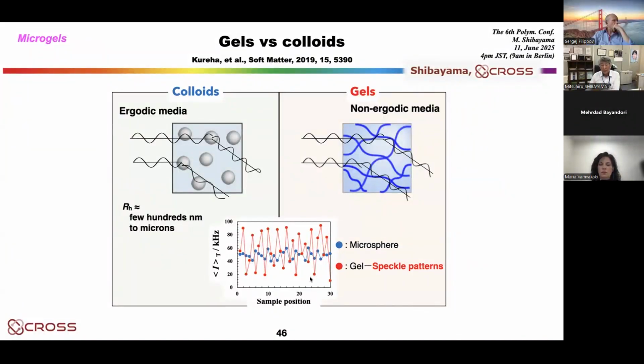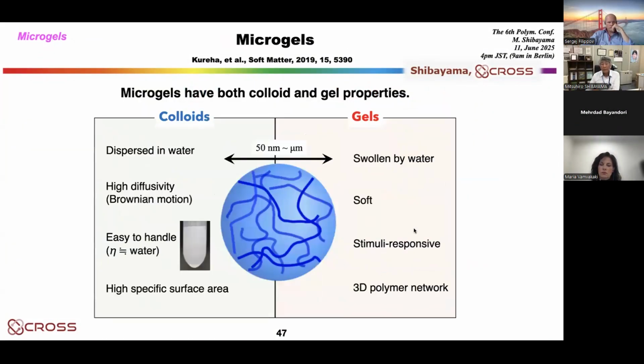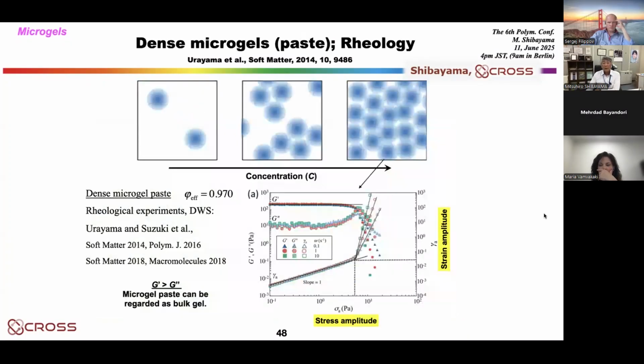And this is a microsphere gel speckle pattern. So what happens in microgel? We can decrease the size of the gels, and it can be a microgel. Again, colloids and gels have differences. Microgels have high diffusivity, are soft and easy to handle, are stimuli responsive, have high specific surface area, and so on. But now the question is, what is happening in dense microgel? They call it a paste.